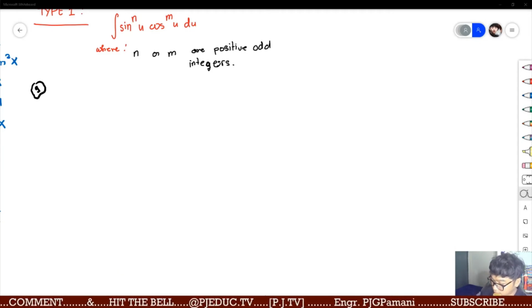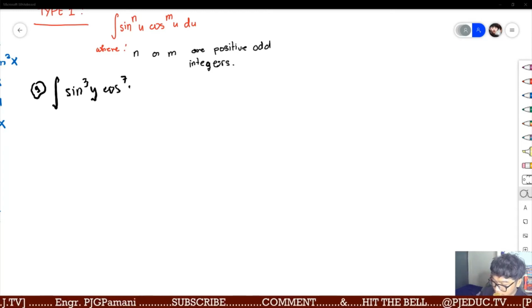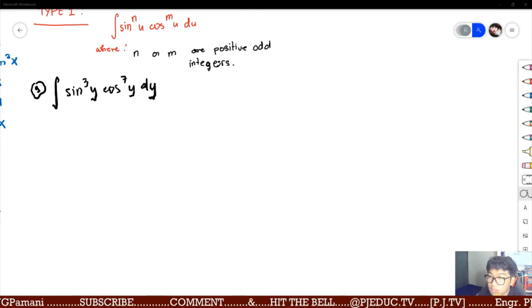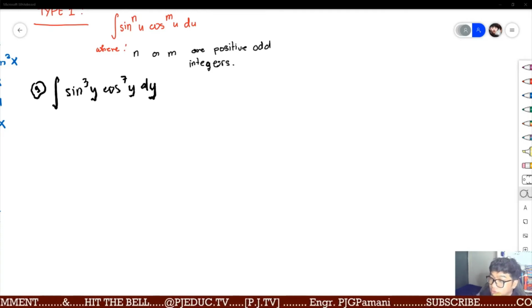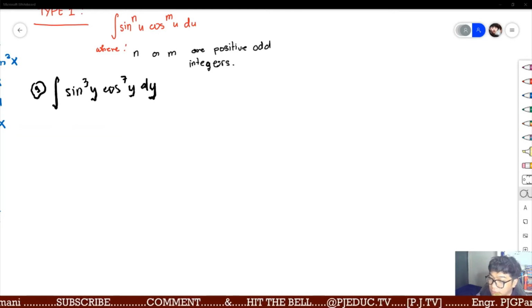You're now asked to evaluate the indefinite integral of sine cube y cosine raised to the 7th y dy. What if ganyan? Both of these terms of this function have a positive odd integer exponent. Tama? Lahat sila positive odd exponents.